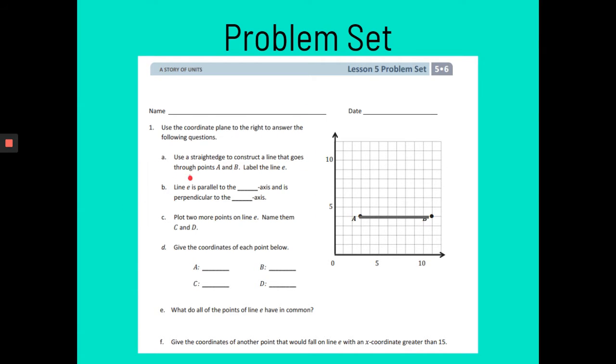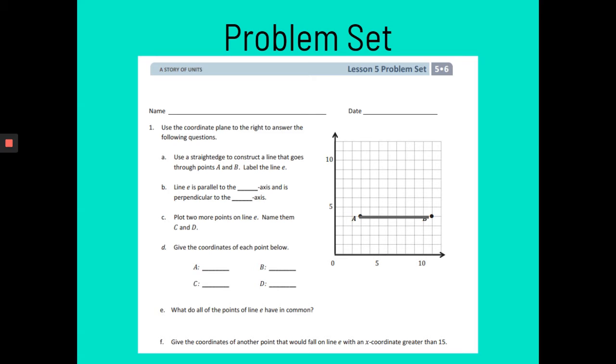All right, so B says line E is parallel to the blank axis and is perpendicular to the blank axis. This reminds us of what we talked about on Monday in the first part of the lesson, when we talked about which axis is parallel, which axis is perpendicular, and what parallel and perpendicular mean. If you need to go back to your notes, or if you watched this video first and didn't watch the other video and you're confused about what I'm talking about, maybe it's time to go back to the other video and then come back here. That way you are with me and we're all on the same wavelength.